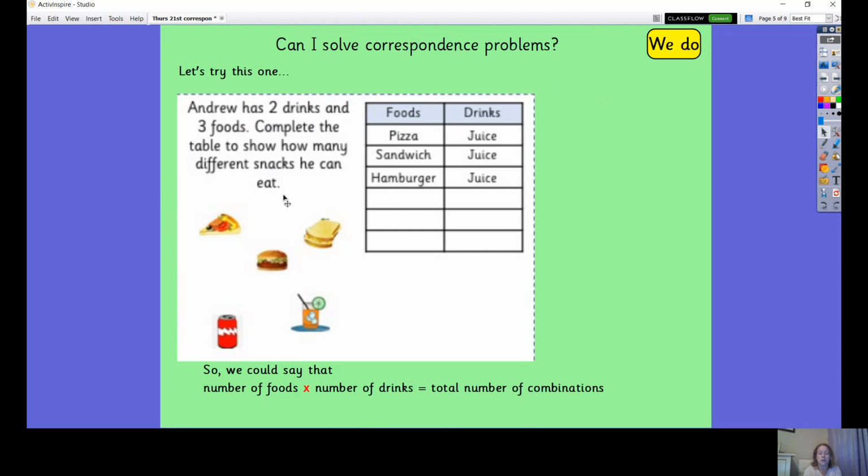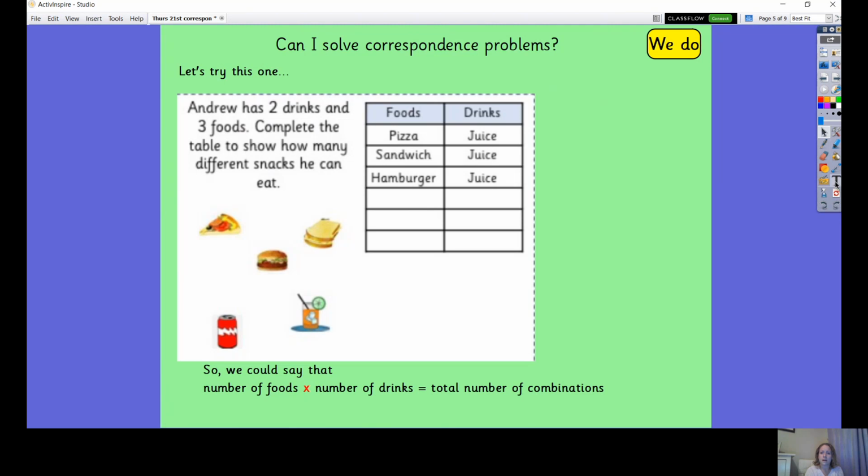So the first thing I thought was, well, he's only got 2 drinks, so I'm going to do all of the different foods with the juice and then all of the different foods with the Coke afterwards, and that way I should make sure that I've got all of my combinations. So I've started putting them in here. So I've got the pizza with the juice and the sandwich with the juice and the burger with the juice.